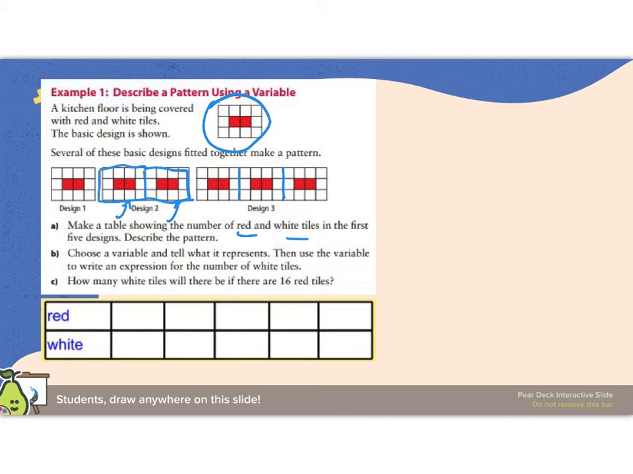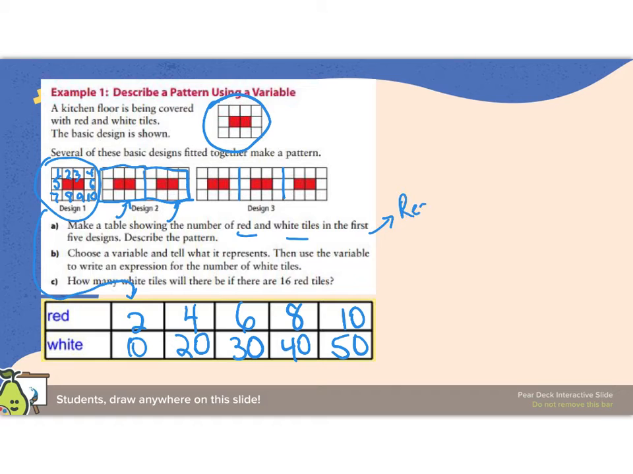I'm just going to fill in this table. In design 1, this one right here, I have 2 red tiles, and then if I count the white tiles, I have 1, 2, 3, 4, 5, 6, 7, 8, 9, 10. So 10 white tiles. The second one over here, in design 2, I'm adding another 2 red tiles, another 10 white tiles, so that's 4 and 20. Each time I'm going to add another 2 red tiles, another 10 white tiles until I finish off my pattern. So describe the pattern.